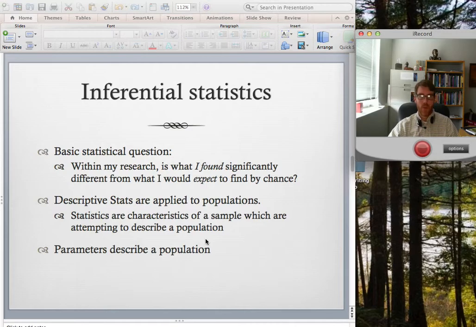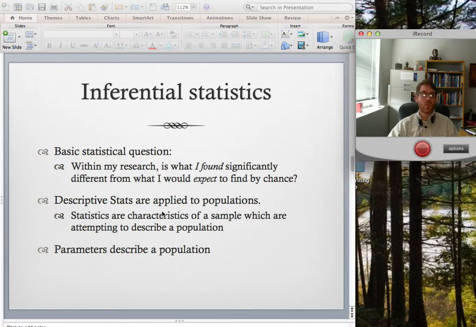and to a larger group. But it comes down to this question, the basic statistical question that Hoy presents: within my research, is what I found or what I saw significantly different from what I would expect to find by chance? And you're probably saying, well, that's the null hypothesis. Yeah, essentially that is: is what we observed different than what we expected to see? And this is really the grounds for our inferential statistics: is what we see significantly different than what we would expect to see for that sample or for this population?